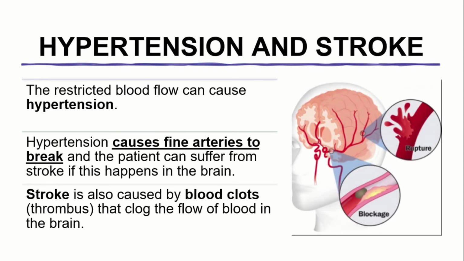Next is hypertension and stroke. The restricted blood flow can cause hypertension. Hypertension will cause fine arteries to break, and the patient can suffer from stroke if this happens in the brain. Stroke is also caused by a blood clot or thrombus that clogs the flow of blood in the brain.